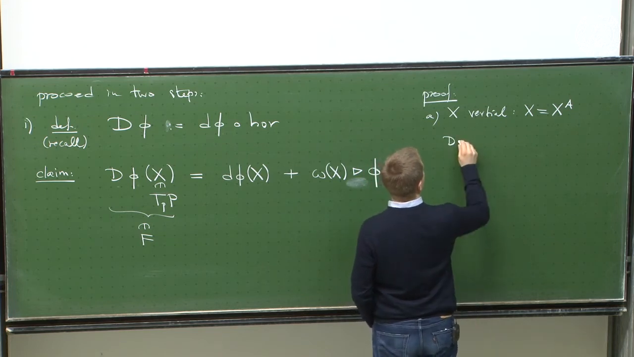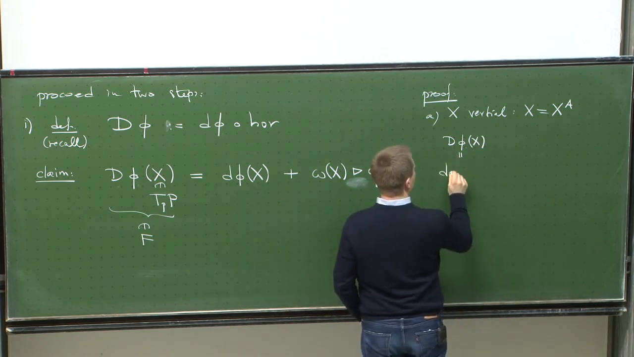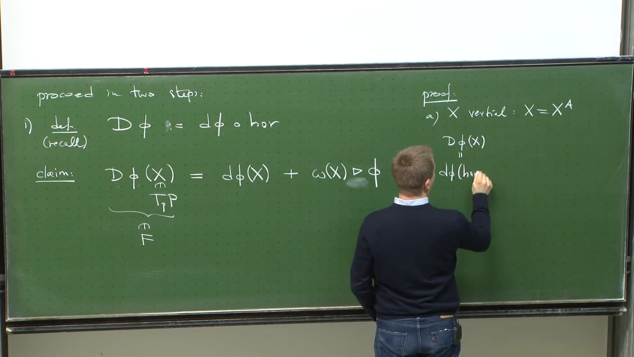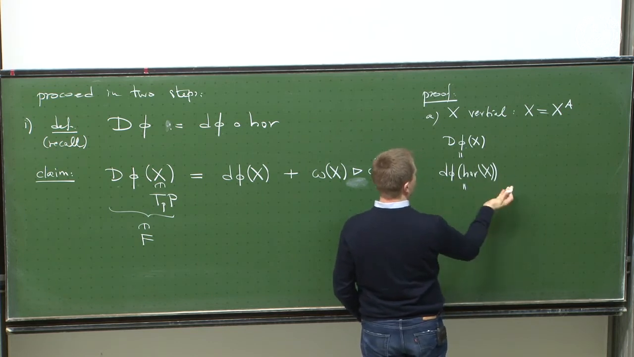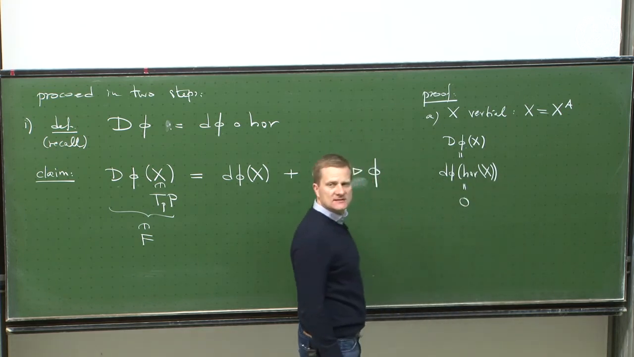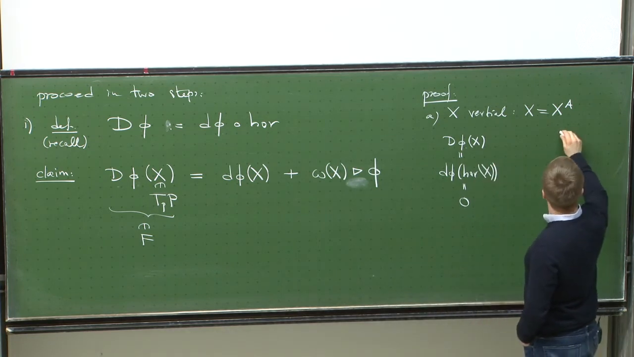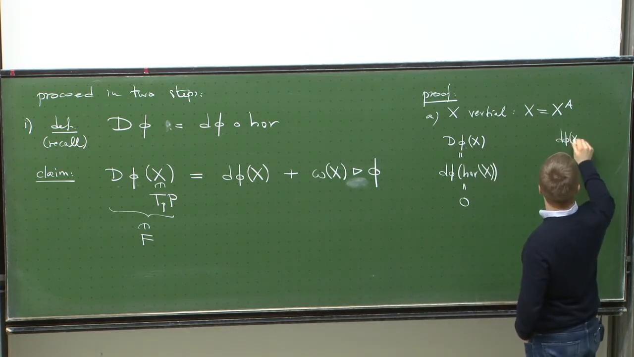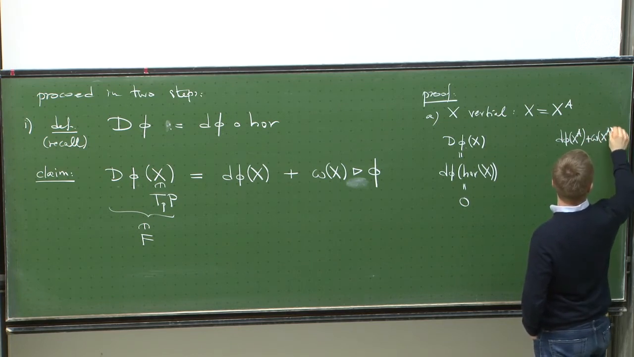So we have d phi on x. Well, I just used the definition. This is d phi of hor of x. But x is vertical, so hor is 0. This is d phi of 0. d phi is linear, so it is 0. That's the left-hand side. Now the right-hand side is d phi of xa plus omega of xa acting on phi.